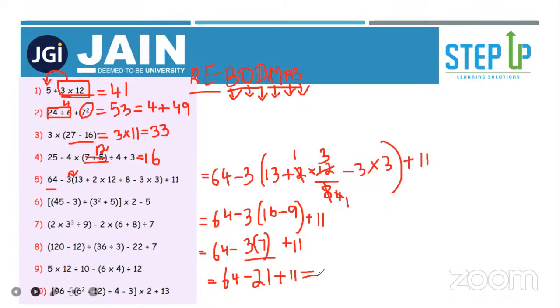So 4 minus 1 is 3. 6 minus 2 is 4. So 43. 43 plus 11 is 54. Yes.